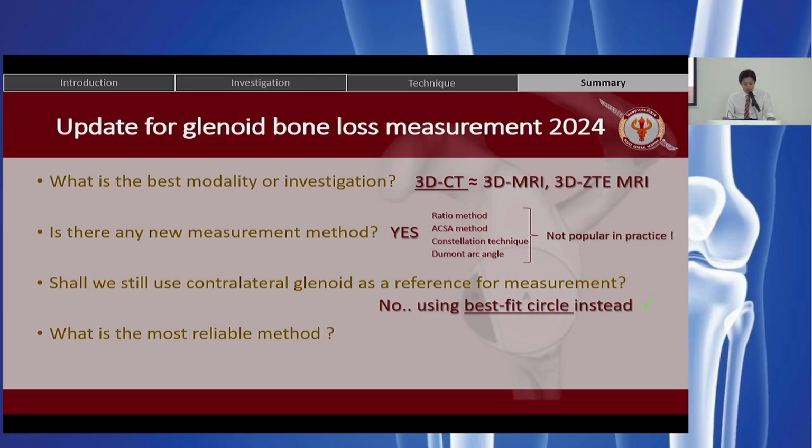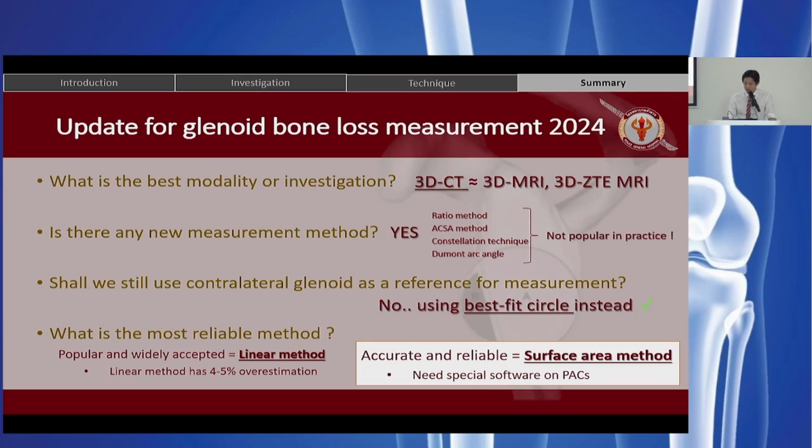And the fourth question, what is the most reliable method? The linear method is still the most popular and widely accepted, but the current trend and reviews keep saying that the surface area method is more accurate and reliable. And there is no ideal technique. It's all about weighing pros and cons based on your preference and the practicality of where you work. Each method has its strengths and limitations.